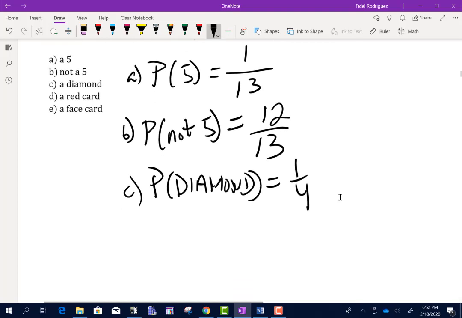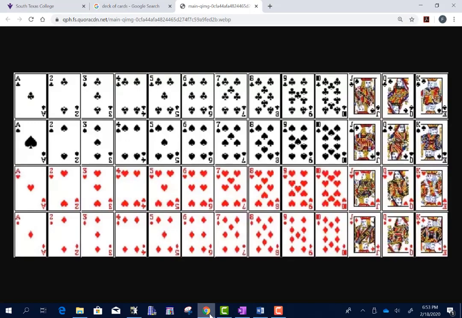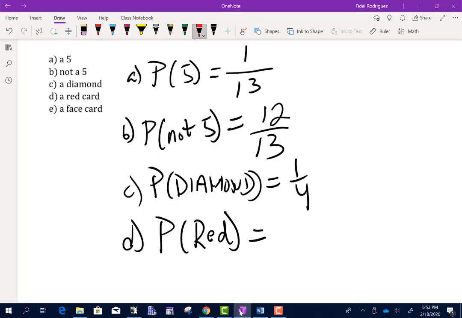Let's see, part D. Okay. What's the probability that we're going to get a red card? Red card. How many of the cards are red? Half of them are red, right? Half of the cards are red. So red, 1/2. And part E, what's the probability we're going to get a face card?